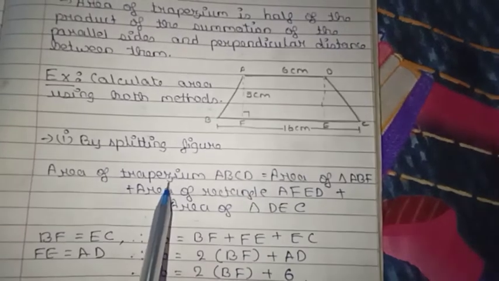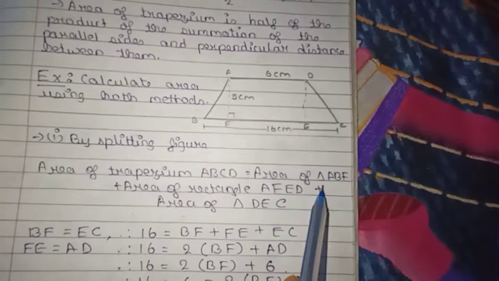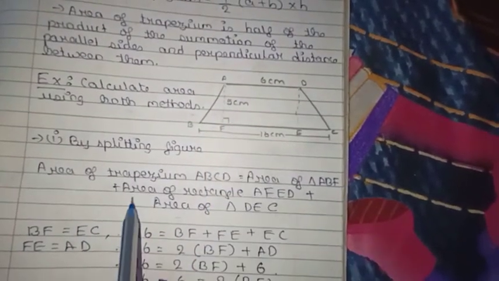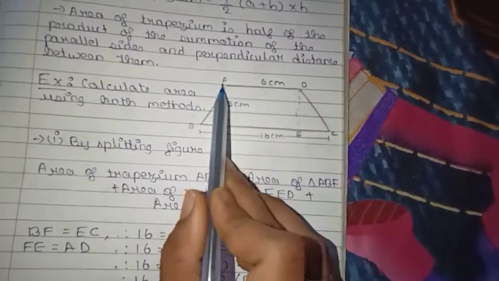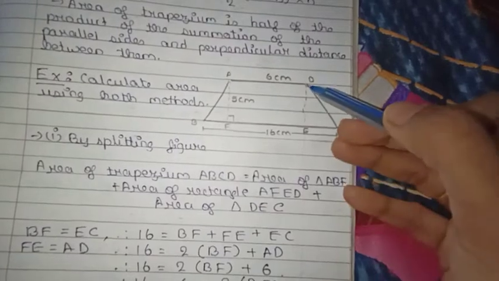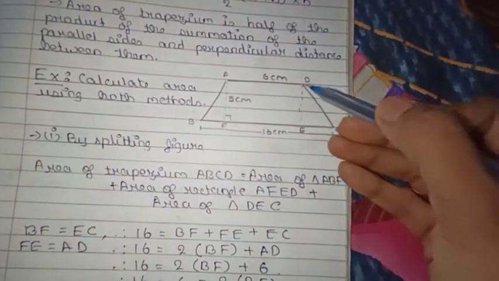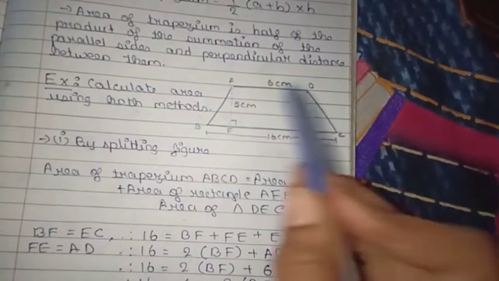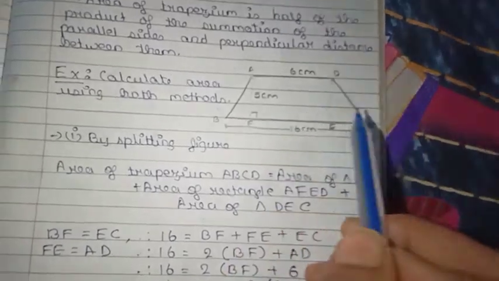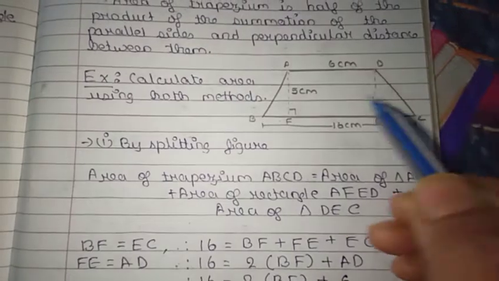So area of trapezium ABCD will be equal to area of triangle ABF, this is one triangle, plus area of rectangle AFED, then again addition of this second triangle, that is area of triangle DEC. So we have split the figure into three figures, that is two triangles and one rectangle, and then we can easily find out the area of this trapezium.